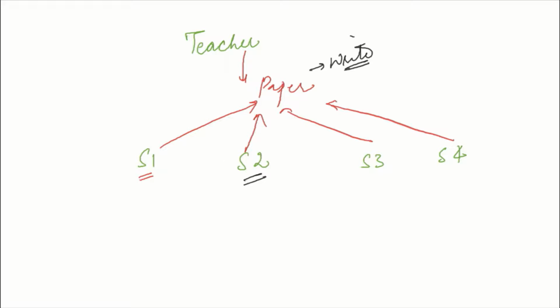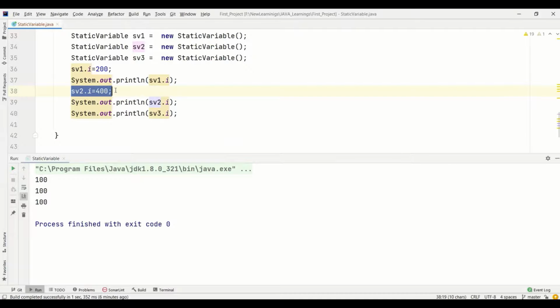If S2 writes something on the paper, and then S3 uses this paper, S3 gets the updated result, whatever was written by S2. In short, there is one single paper, and if one person changes the value, it will be changed for the rest of the objects, for all the objects. I is changed by SV2 to 400.